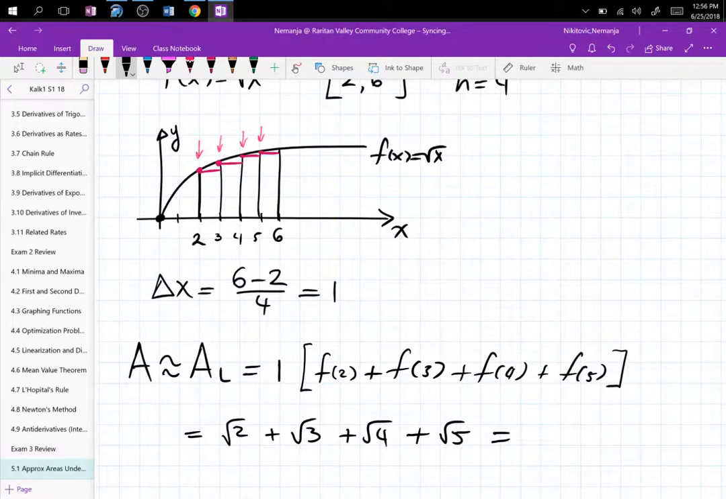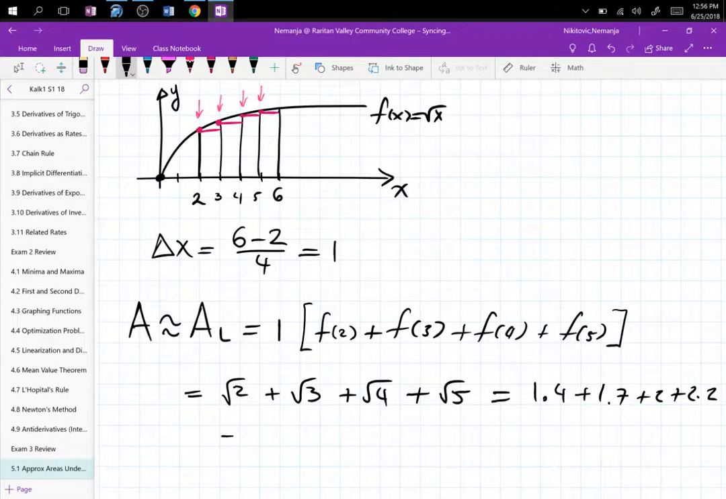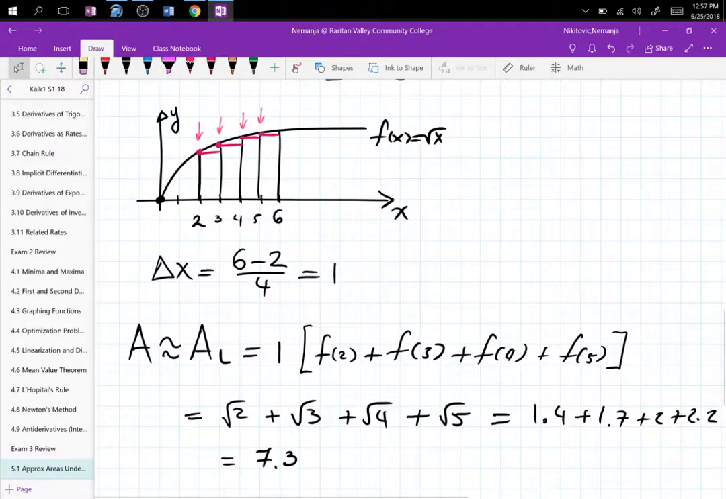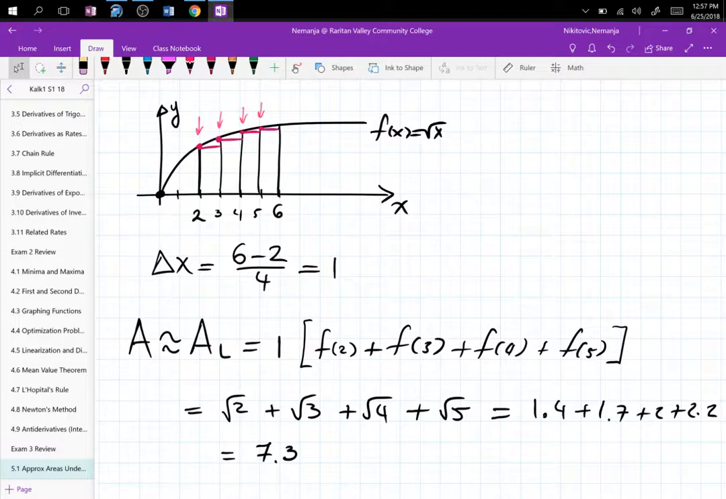So what do we have? Well, we have 1.4 plus 1.7 plus 2 plus 2.2. If you just keep one decimal precision, when you add all of that, what's 1, 2, 4, 6, 7, 3. 7.3. Now we know that the true area is bigger than 7.3 because you can see that my rectangles are below, right?